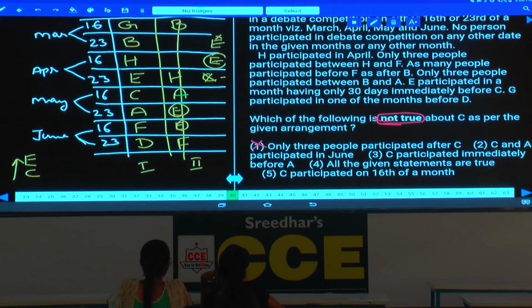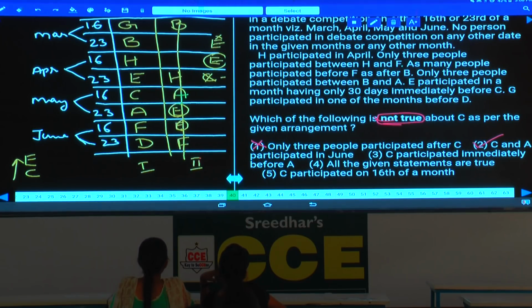Then what is the next one here? C and A participated in June. True or false? C and A participated in the month of May. Hence June is completely ruled out. So what is your answer here? Choice 2 is definitely false.